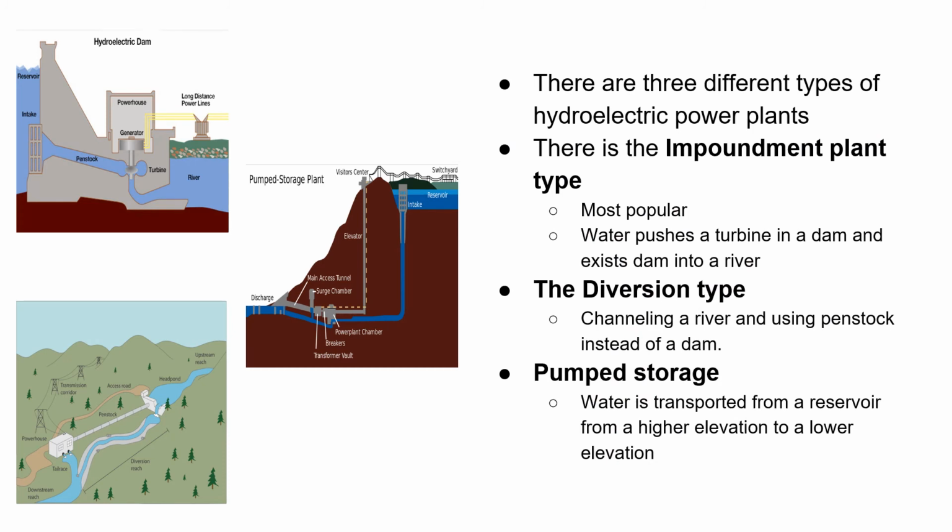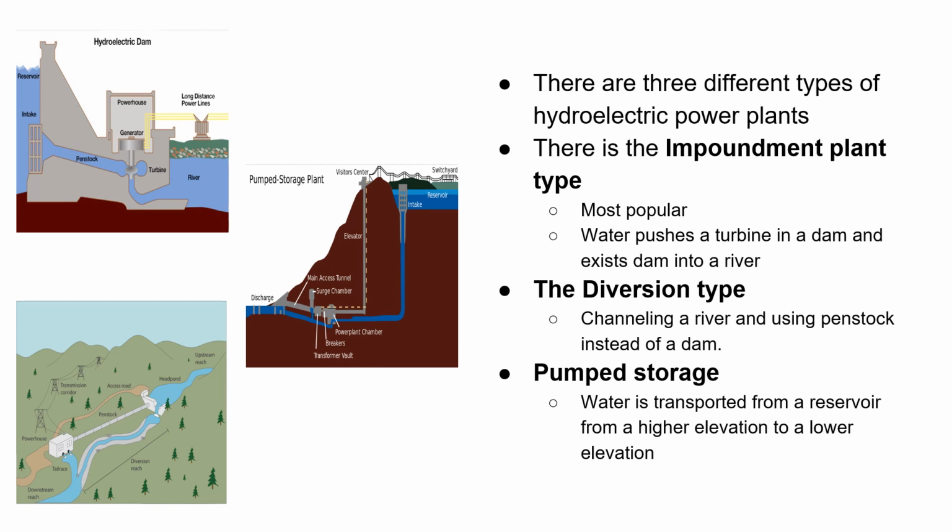In our presentation, we focused on the three main types of hydroelectric power plants, the first being the impoundment type. The impoundment type is the most popular of the three types of facilities, and in the impoundment type, a dam is built to create a water reservoir from a river. From the reservoir, water is released into a turbine to generate electricity.